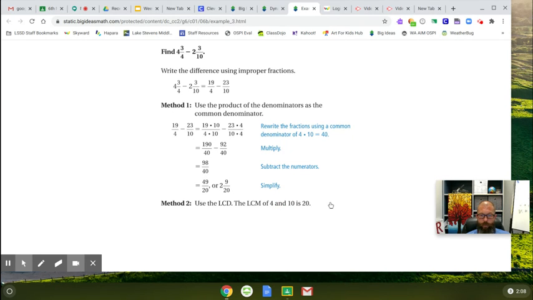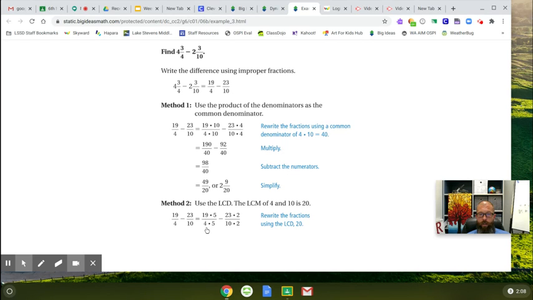Method number 2, and remember, pause the video if you need to. Take a look at all that stuff because there's a lot going on. Use the lowest common denominator. The LCM of 4 and 10 is 20. Remember, lowest common multiple. If you find the lowest common multiple of 4 and 10, that would be 20. So here we go. We're going to rewrite the fractions using the lowest common denominator of 20.